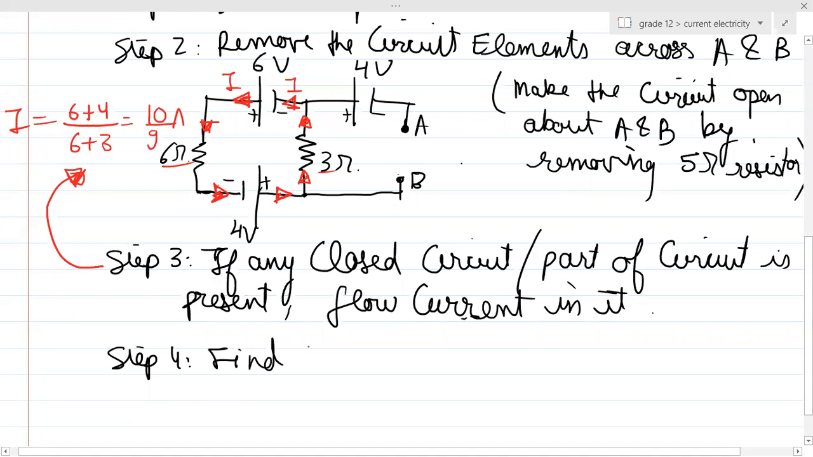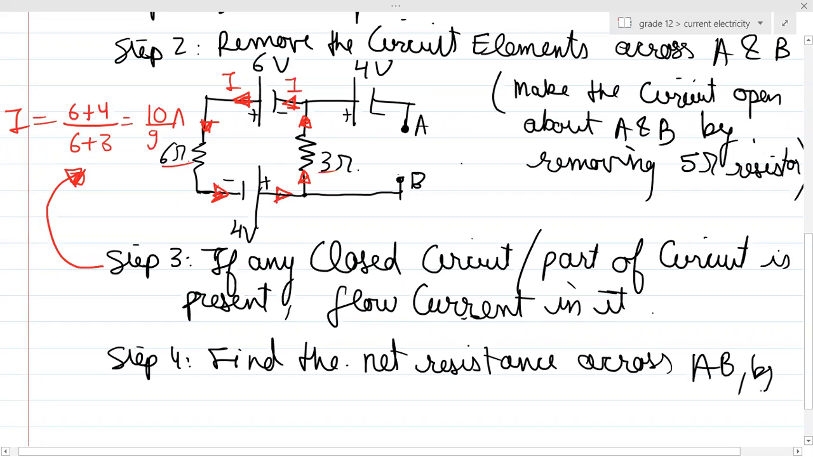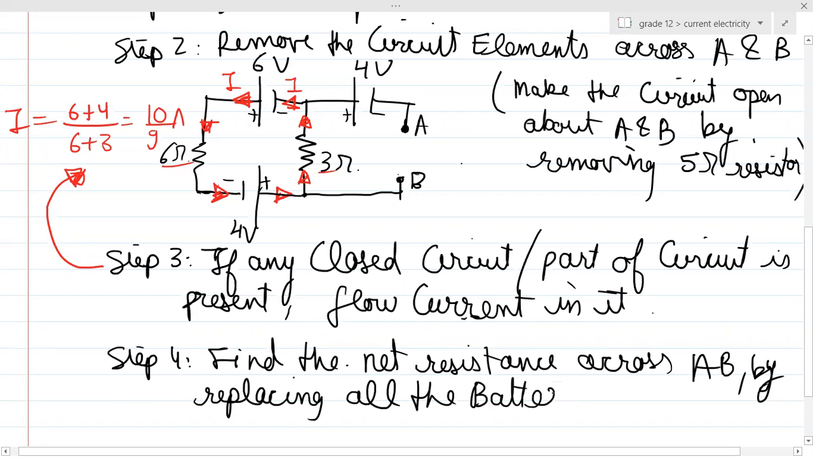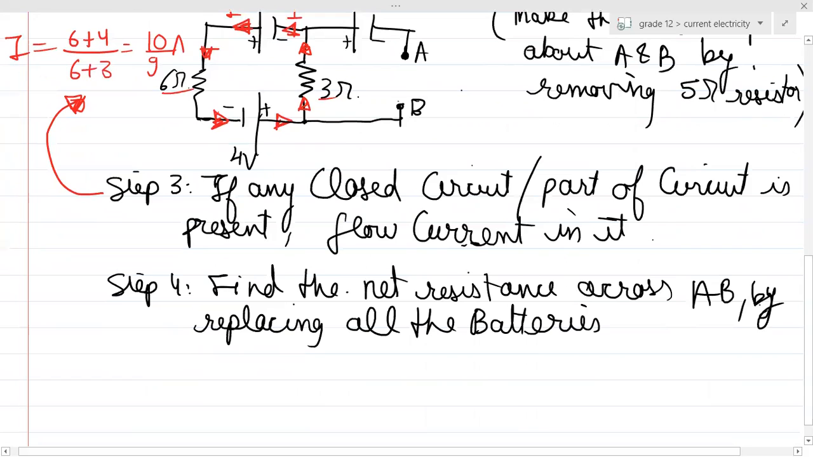Find the net resistance across AB by replacing all the batteries. By replacing all the batteries with a connecting wire.